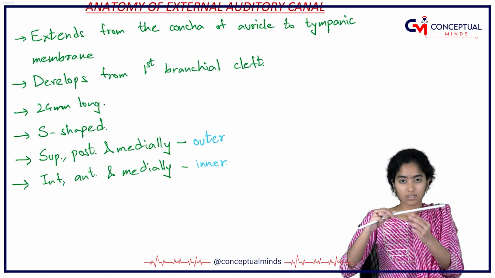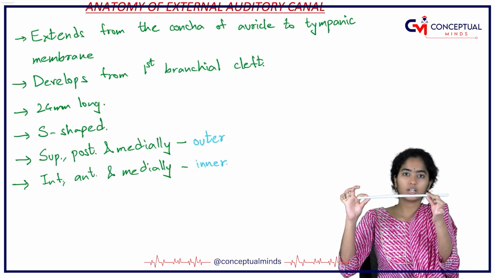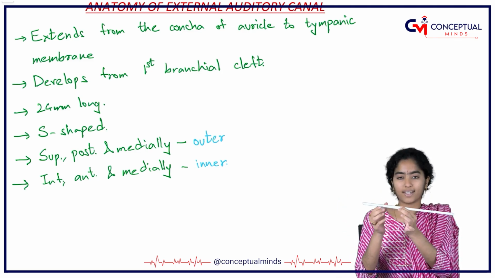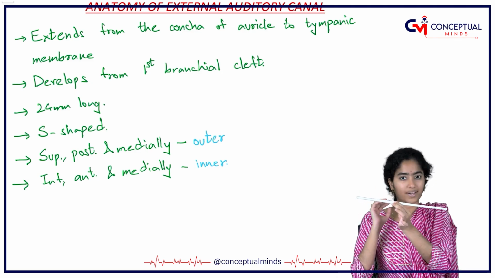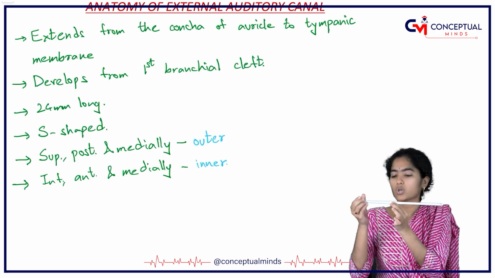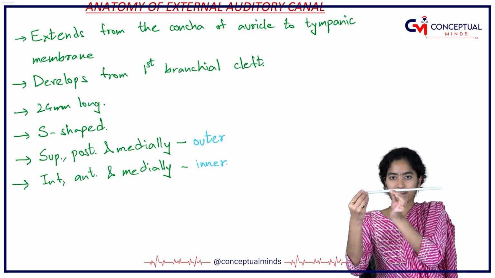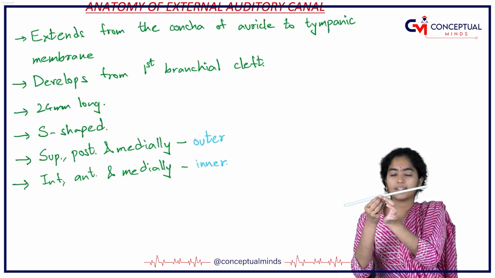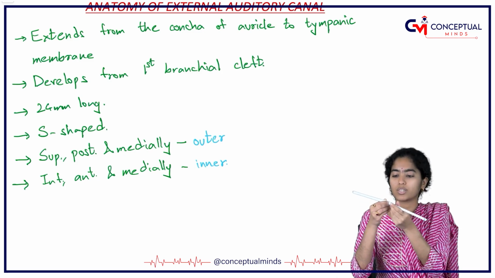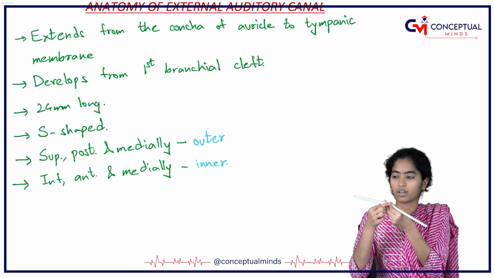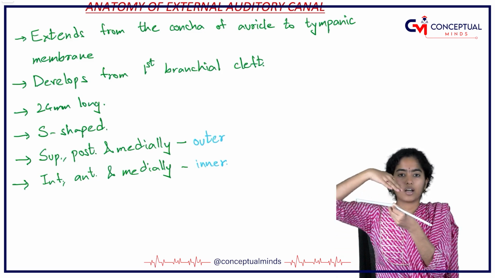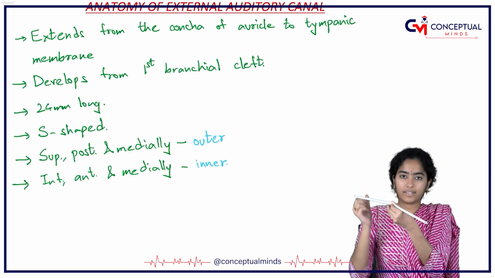Now please look at this. Suppose, imagine this is the external auditory canal. It is not straight like this. If I say this is the external auditory canal of my right ear, this is the outer part and this is the inner part. So the outer part is directed upwards, backwards and medially. And the inner part is directed downwards, forwards and medially. So this is how it looks. Upwards, backwards and medially, downwards, forwards and medially.